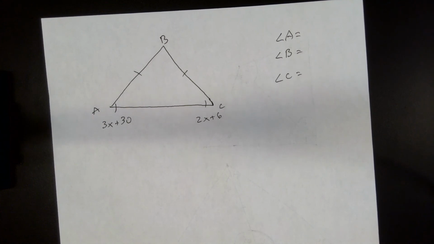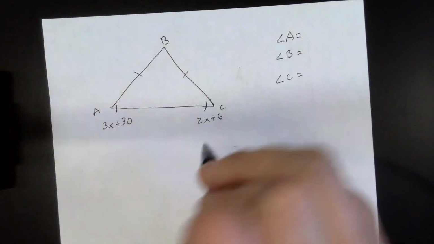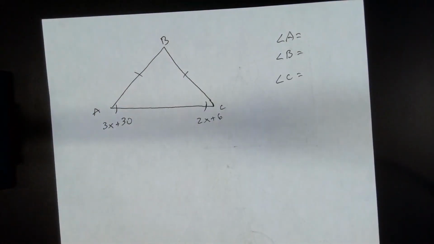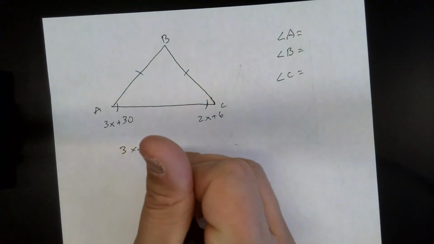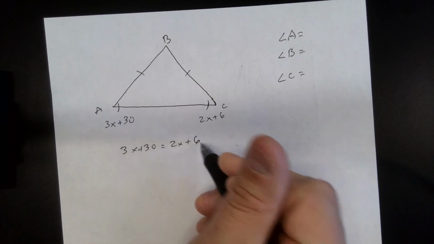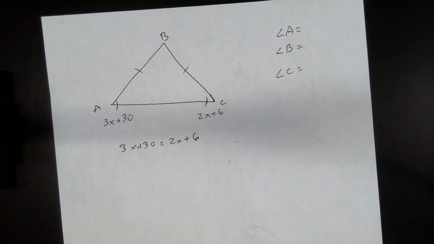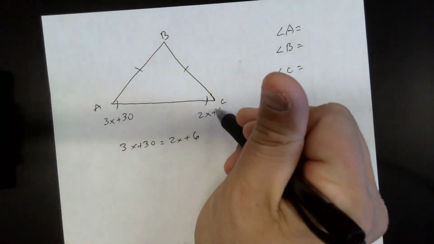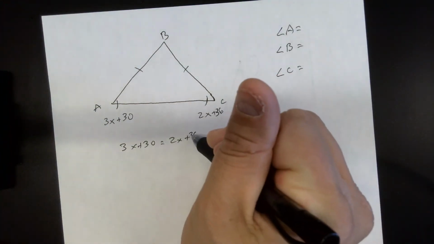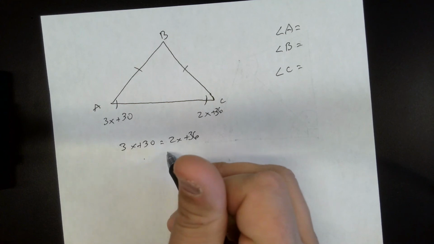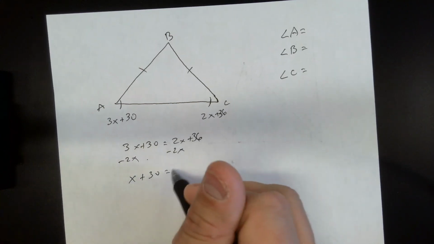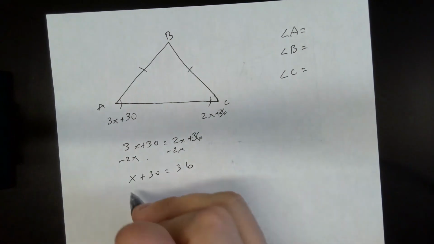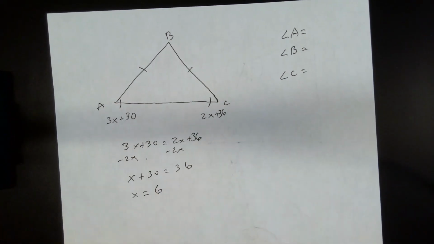Allie, why would we set them equal to each other? Daxton. Yep, because it's an isosceles triangle, we can set them equal to each other. So now what do we do? That should be 36. So we subtract 2x from both sides, we get x plus 30 equals 36. Now what? So x equals 6.